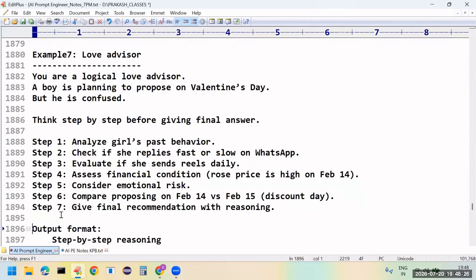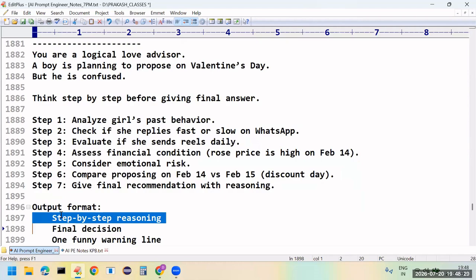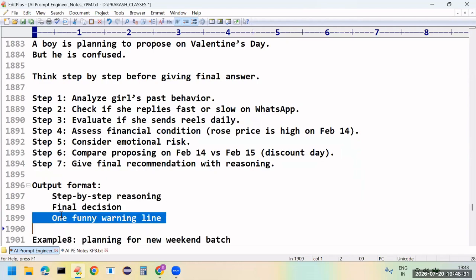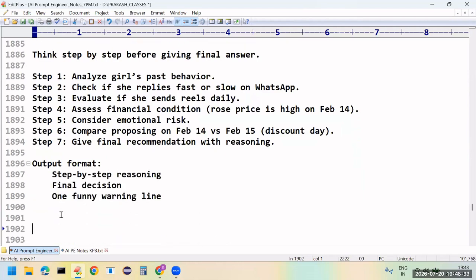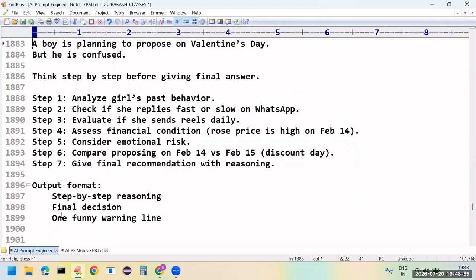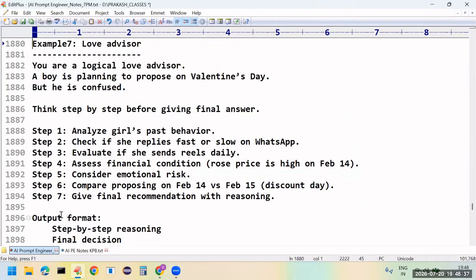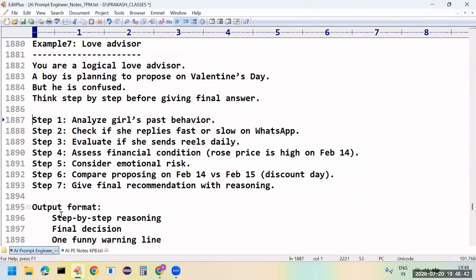Sir, have you observed what the output format is? Step by step reasoning, final decision. One funny warning line also I am expecting. Let us see how my ChatGPT is going to give the answer for this.